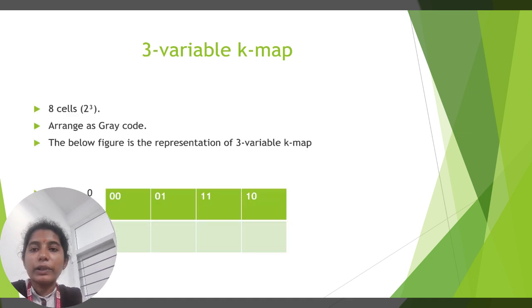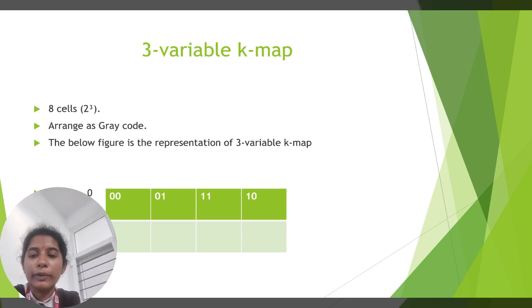Three variable K-map. It can be represented as a 2 cube and it contains 8 cells, arranged in Gray code order. The below figure represents the three variable K-map. 000 represents the 0th cell, 001 the first cell, 011 the third cell, 010 the second cell, 100 the fourth cell, 101 the fifth cell, 111 the seventh cell, 110 the sixth cell.